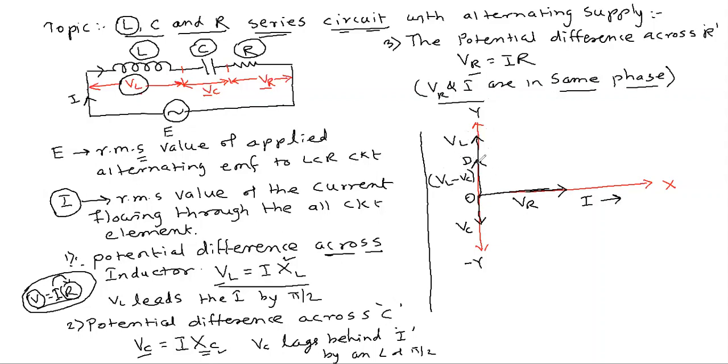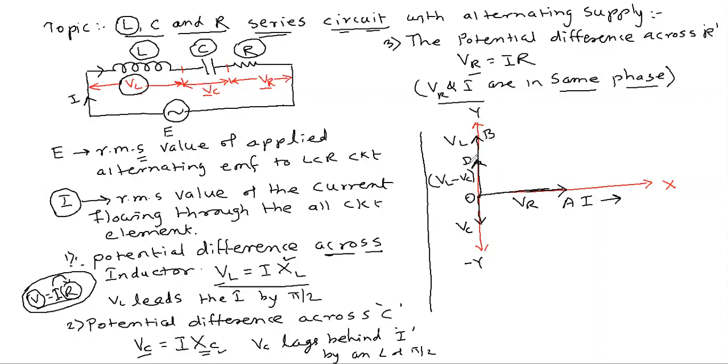So of this OD and OA, the current lags behind the potential difference VL by an angle of pi by 2. So VL is represented by OB. This point is your B. This one is OB. VL is represented by OB.